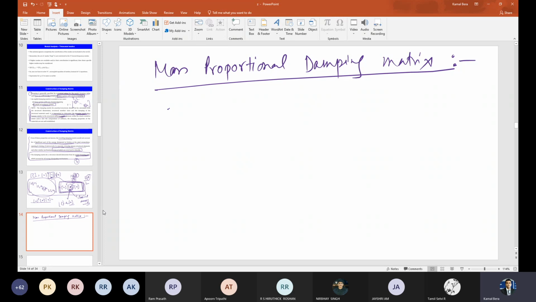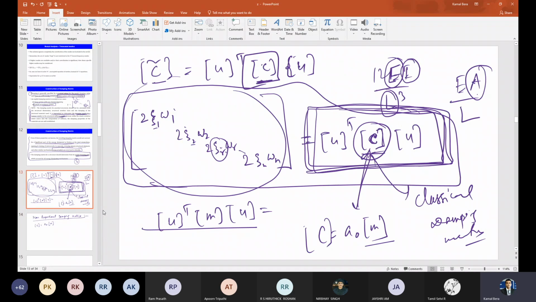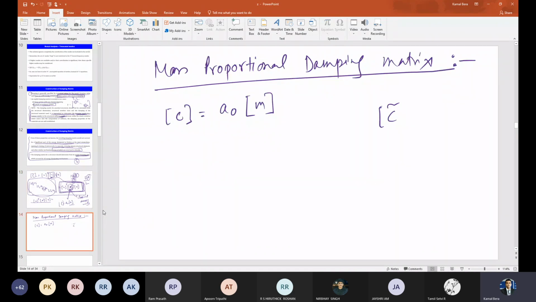Okay, so that means in this case my C will be nothing but some constant, A naught I am calling it, into M. Correct? Now, what I told is that C tilde is the modal damping matrix, that is U transpose C into U. Correct? Now I will ask you, what is the value of zeta? Tell me.